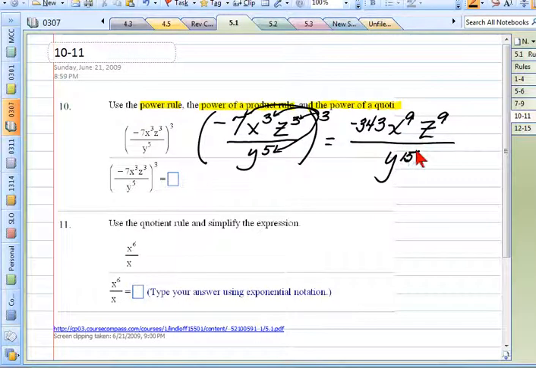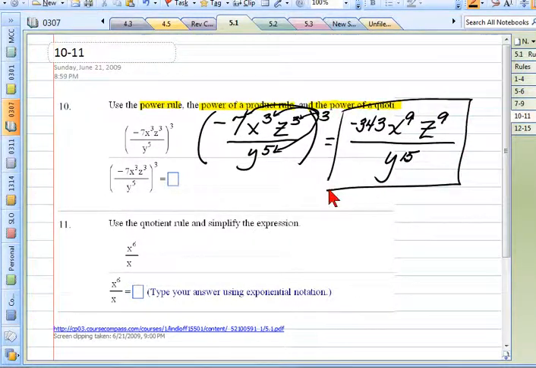So I raised negative 7 to the third power, and I did it by saying negative 7 times negative 7 is 49 times negative 7 is negative 343. I raised x to the third power by multiplying the exponents. Z to the third power, multiply. Y to the fifth to the third power, multiply. So I've used my power rule.